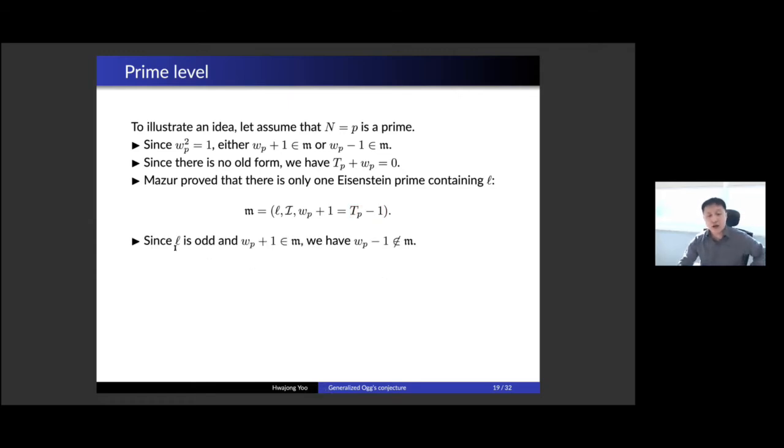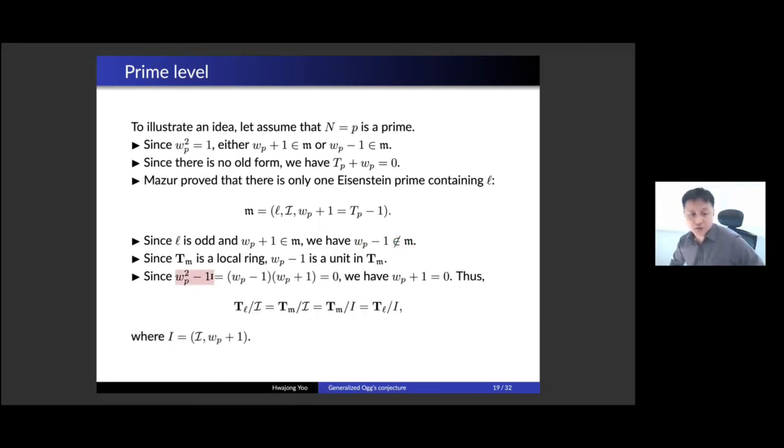So since L is odd and WP plus 1 is in the maximal ideal, WP minus 1 cannot be an element of M. So this is a unit in the complete local ring. Since we have this relation, in fact, WP plus 1 is 0 in this ring.